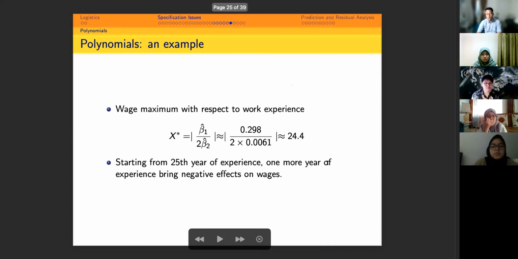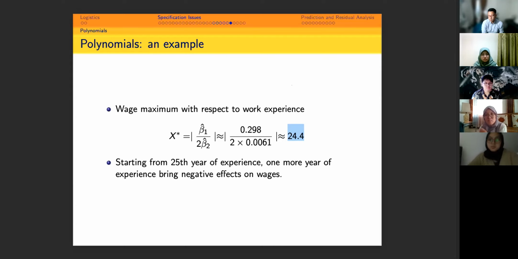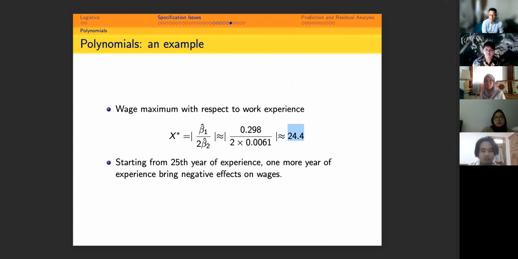If you do the regression, then the maximum wage with respect to work experience is going to be on the 25th year. So your return to experience is going to be positive until year 25. After that, one more year of experience actually provides you with a negative effect on wages. Why? Because you're less productive, or for many reasons. Any questions before I go and discuss the example in Stata?